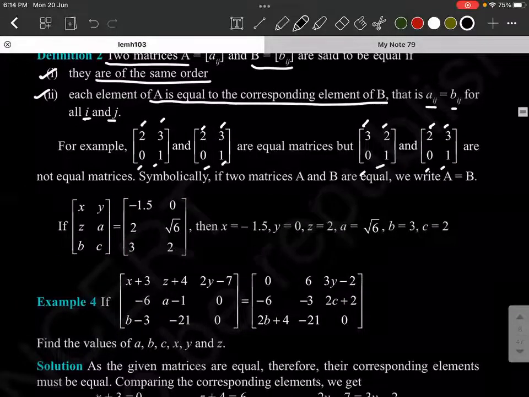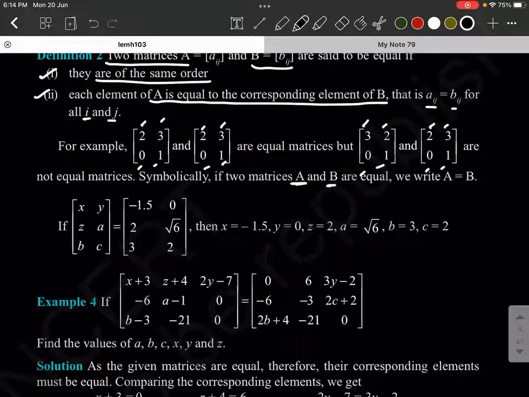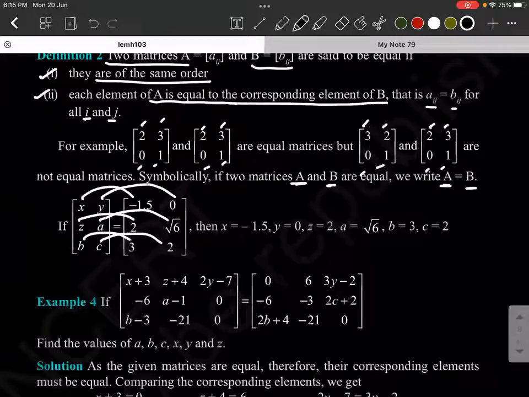So symbolically, if you want to represent two matrices to be equal, then A should be equal to B. If you take [x, y, z; a, b, c] equal to [1.5, 0, 2; root 6, 3, 2], then x will be equal to how much? Compare on both the sides. Is it not something similar to equating ordered pairs in a set, or comparing the real parts and imaginary parts in complex numbers? It is something similar. You compare the numbers. So x will be 1.5, y will be 0, z will be 2, a will be root 6, b will be 3, c will be 2.